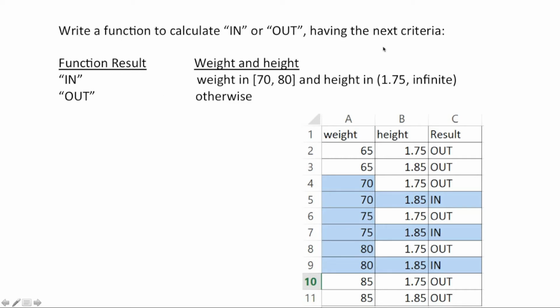The solution you should write is a function. So write a function to get in if the weight is between 70 and 80 and the height is bigger than 175 to infinite, and out will be only in other cases. So try to practice this.